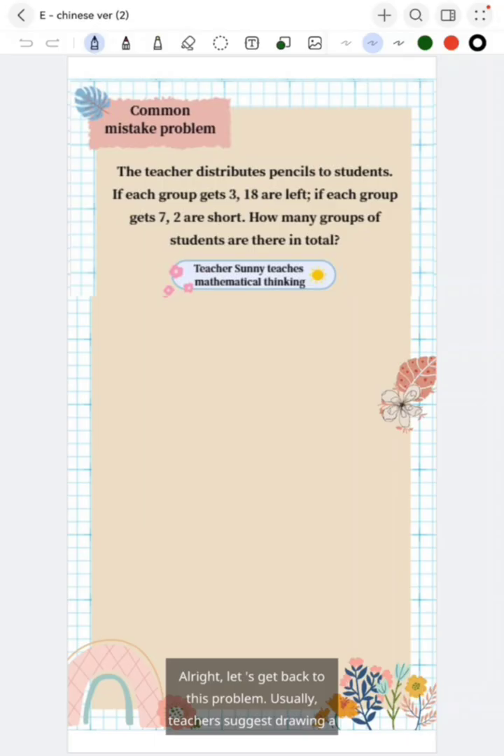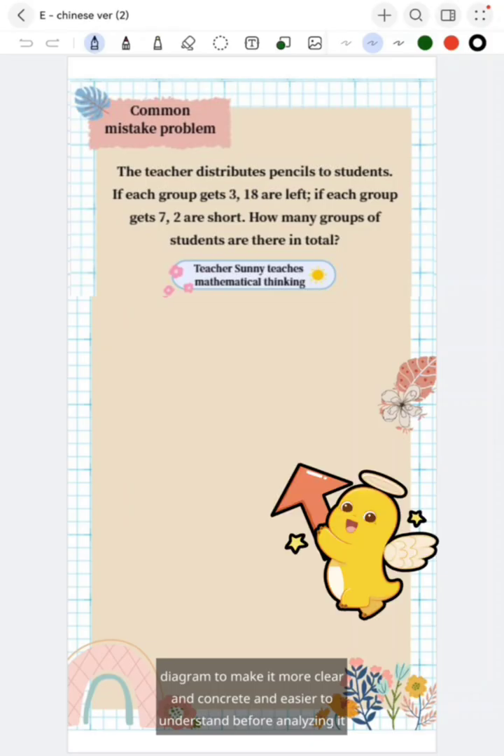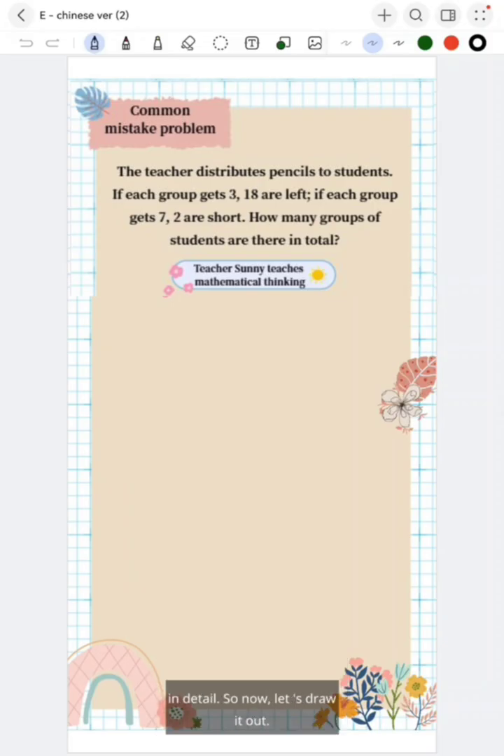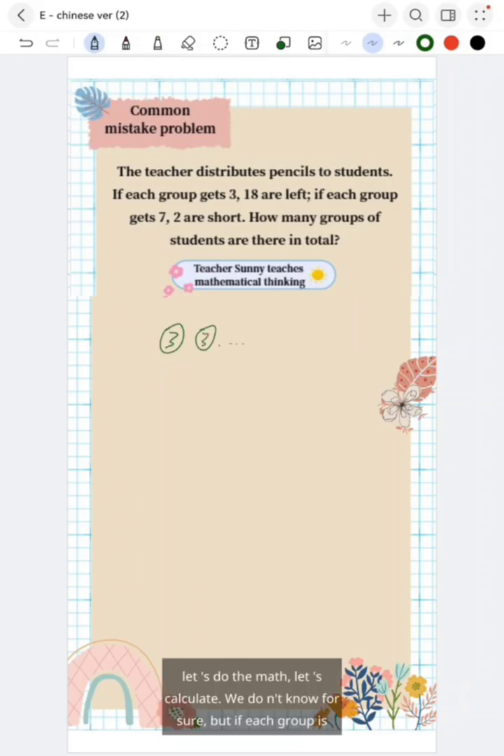Alright, let's get back to this problem. Usually, teachers suggest drawing a diagram to make it more clear and concrete and easier to understand before analyzing it in detail. So now, let's draw it out. Each group gets 3 pencils. Let's calculate.